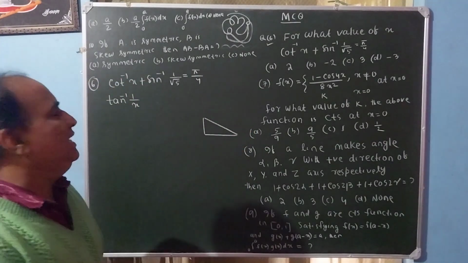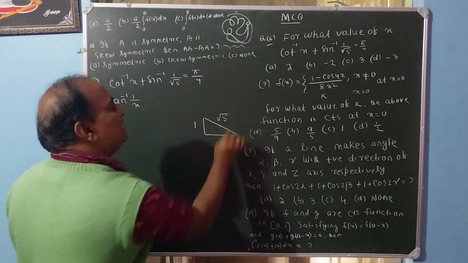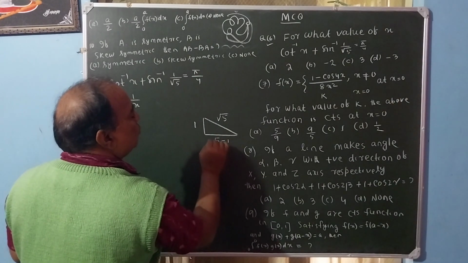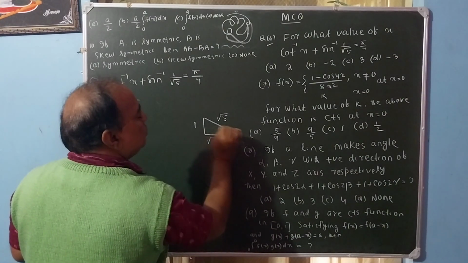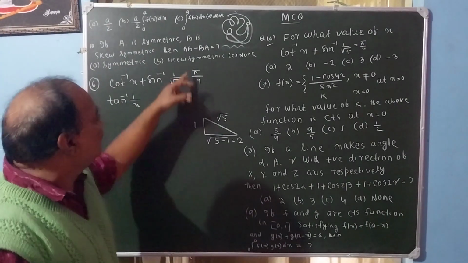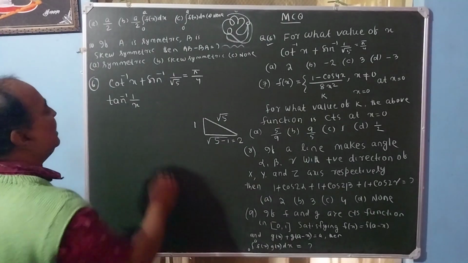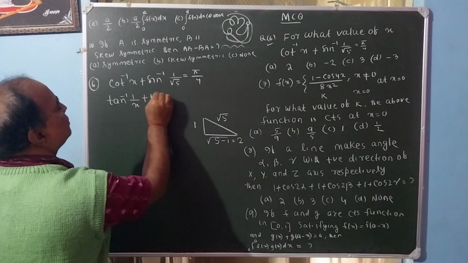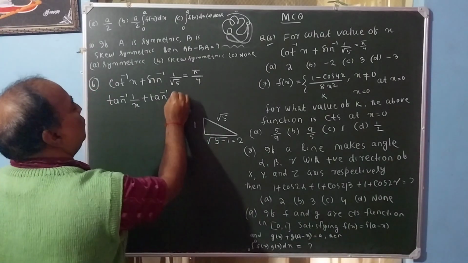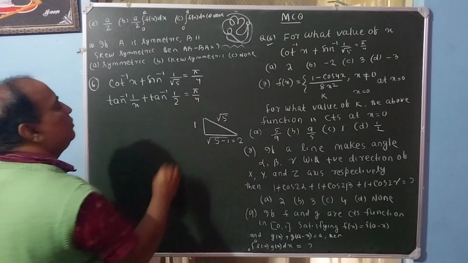Sin theta is p by h, where p is 1 and h is root 5. Then b can be found: the square root of 5 minus 1, that is the square root of 4, which is 2. Our aim is to convert sin inverse 1 by root 5 to tan inverse, so that can be written as tan inverse p by b, 1 by 2. That is equal to pi by 4.